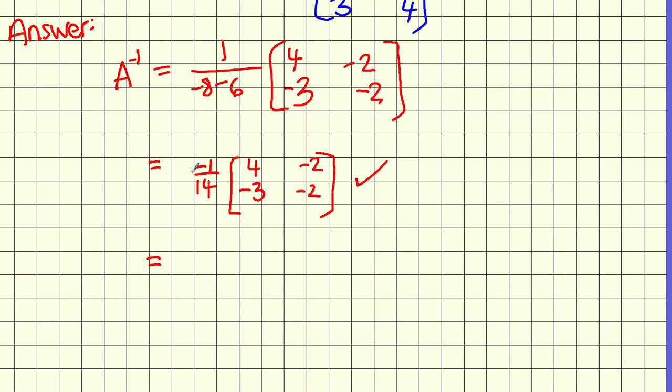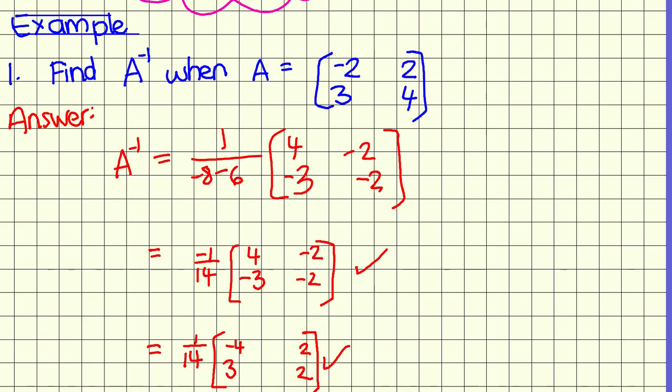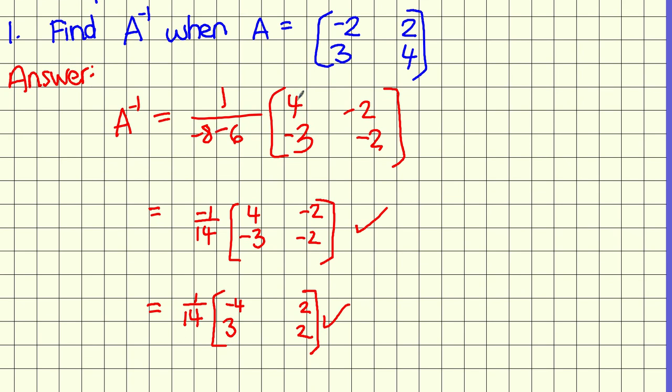But if you do want to simplify it further, you can multiply the minus 1 by everything here. So what you get is 1 over 14, and if you multiply everything by the minus 1, it gives you minus 4, 2, 3, 2. Just change the sign of everything, and that's also correct. You'll get the final answer at each of those stages. The hardest thing here is to remember that formula. It's 1 over your determinant, first diagonal changes places, and then your second diagonal changes sign.